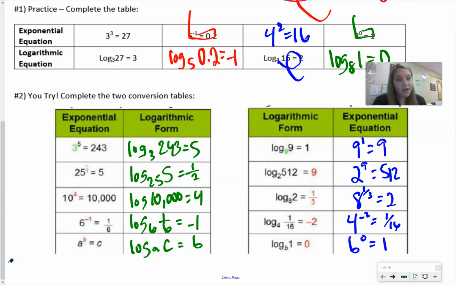All right, looking over at my logs, so as I changed it over to exponentials, my bases were still first. So the 9, the 2, the 8, the 4, the b, those small numbers are my bases. Logs are equal to exponents. So now my exponents are 1, 9, 1/3, -2, 0. And we're equal to the values of 9, 5, 12, 2, 1/16, and 1. All right, which makes sense. My last one, because isn't anything raised to the power of 0, 1? Makes sense, right? That property is going to come up again later, so don't forget it.